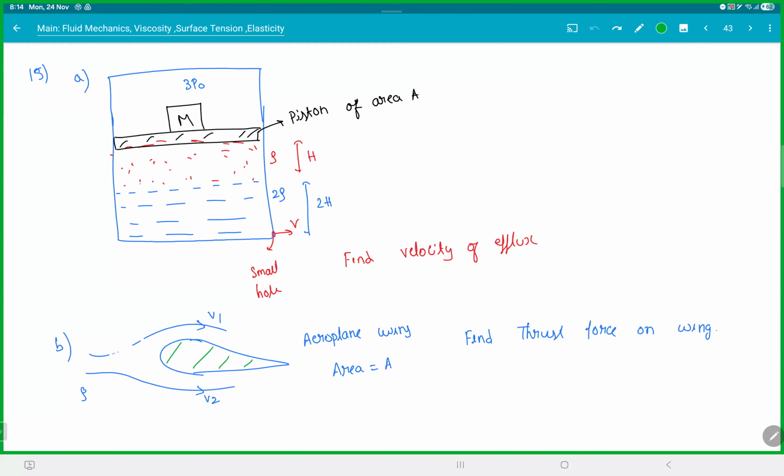Aeroplane wing, find the thrust force on the wing. You remember what effect that is called when the ball drifts? There's a name for it. In CET they'll ask. Magnus effect. Yeah.